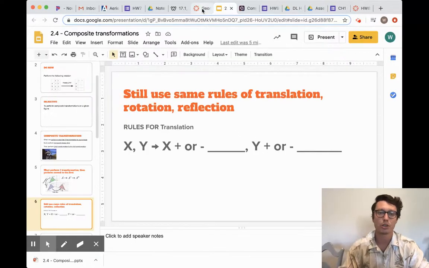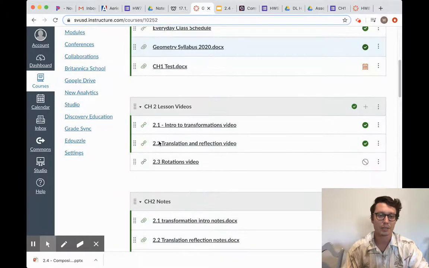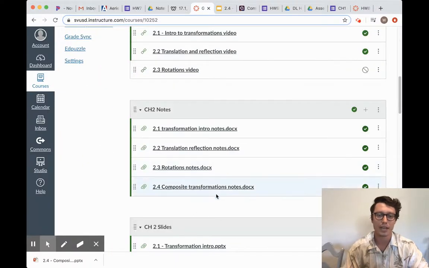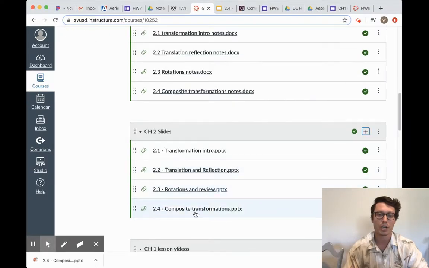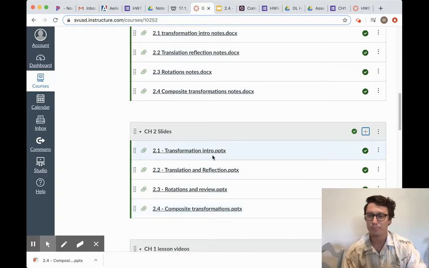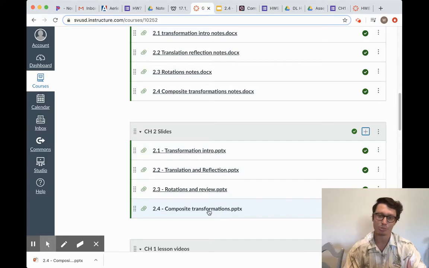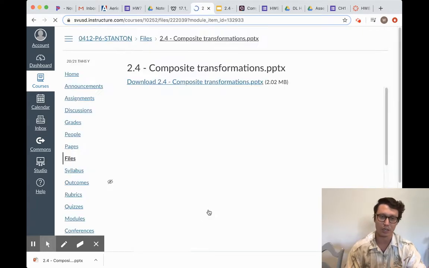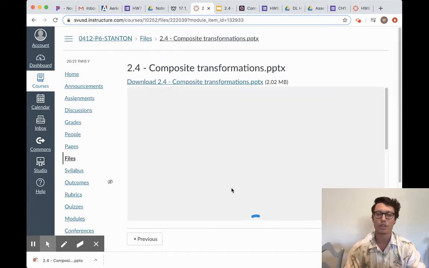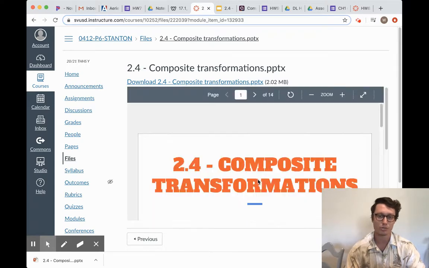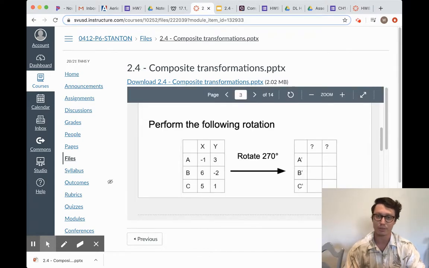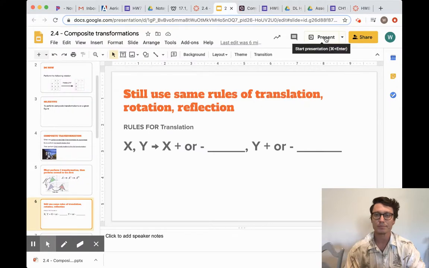Please, I hope you are going into Canvas and clicking and downloading the notes here for 2.4 composite transformations. Here are also the PowerPoint slides that you can go along with. Like, for example, during that do now, my face was probably covering up the example, but if you download and click here on the PowerPoint, you can see and use those slides without my face covering it.